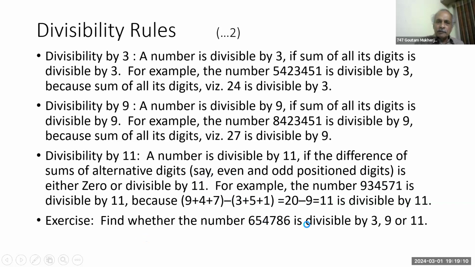Find whether these numbers are divisible by 9 by these methods. You can see this exercise.